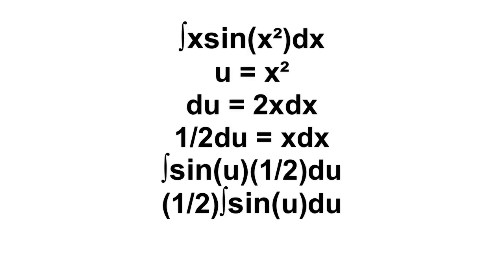Plug in the values of u and du into the original problem, and you'll get the integral of sine of u times 1/2 du. Now you can pull out 1/2 outside of the integral to get 1/2 times the integral of sine of u du.